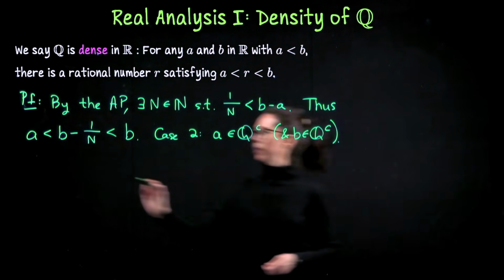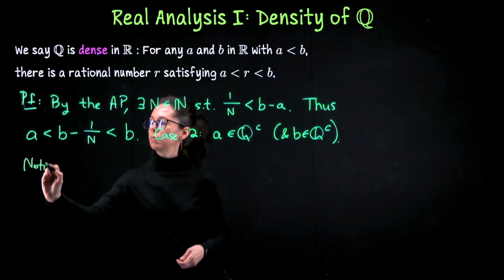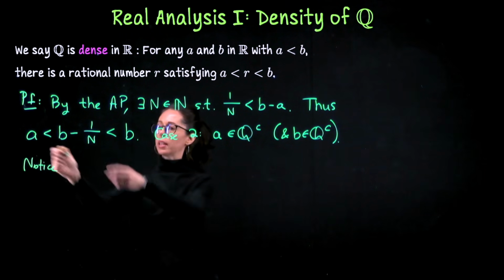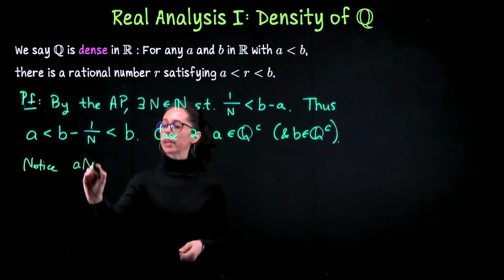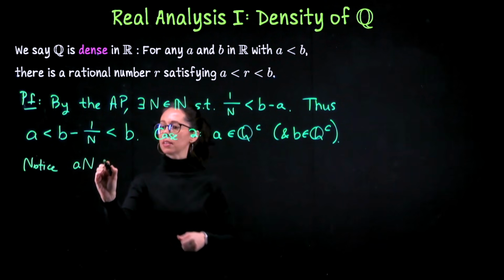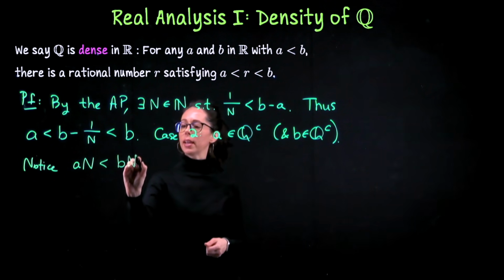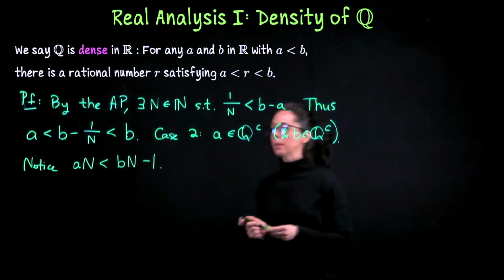Notice, let me write it here, that just from this inequality, a times the number capital N is less than b times capital N minus 1. Okay, so there's just some algebra.